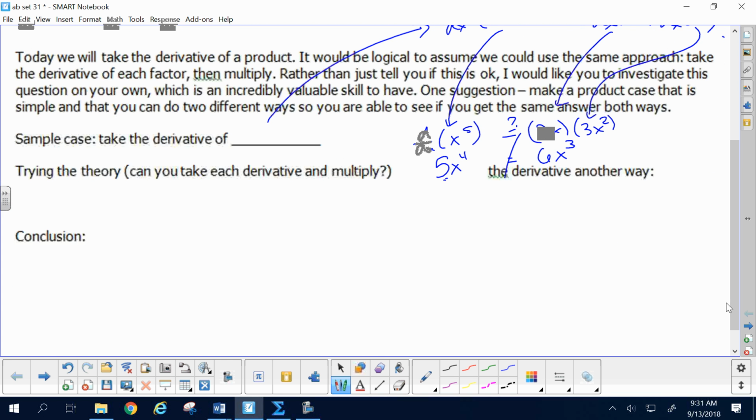All right. You cannot take the derivative of each term, then multiply. That does not work.